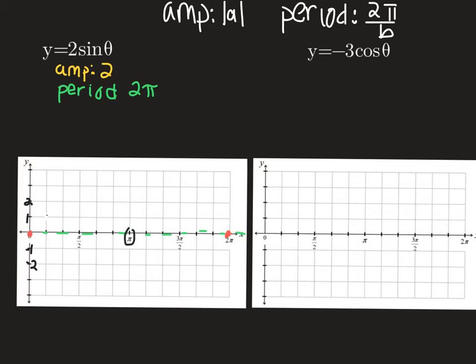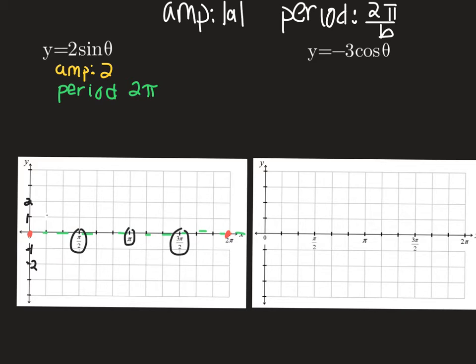And then I need to split the difference between 0 and pi. Well, halfway between 0 and pi is pi over 2. And then halfway between pi and 2 pi is 3 pi over 2. Okay, so my 5 points that I'm going to be graphing are 0, pi over 2, pi, 3 pi over 2, 2 pi. Okay, now if we look back at our sine graph, those 5 points are the exact same 5 points we're looking at.